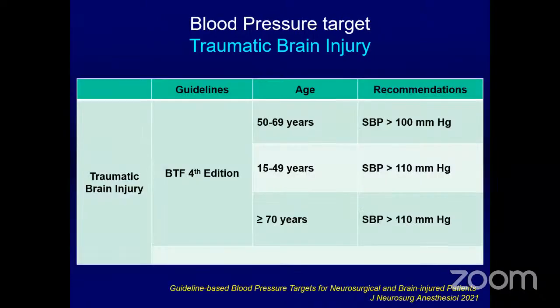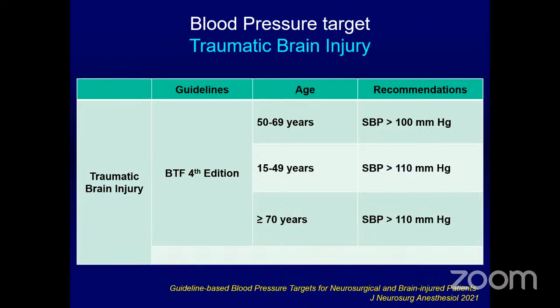So what do the guidelines say? It basically says that for an age category of 50 to less than 70 years, the systolic pressure should be maintained at more than 100 millimeters of mercury. That's the hemodynamic target that one should be having. For patients between the age group of 15 to 49, the younger group, the systolic blood pressure should be more than 110 millimeters of mercury.